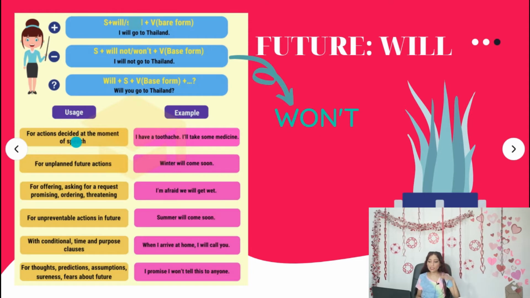And as I was telling you, the uses are for actions decided at the moment of speech. Okay, I have a toothache, I'll take some medicine. This is happening, so I need to do this. Also for unplanned future actions: winter will come soon, okay? This is something that will happen in the future.